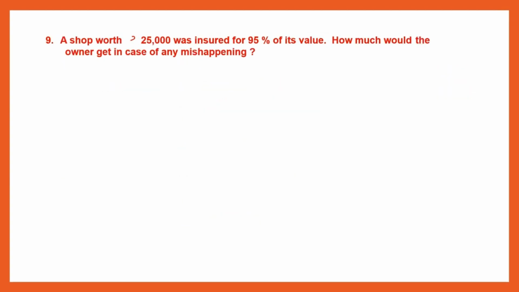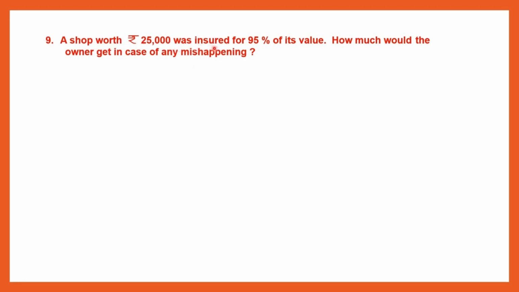A shop worth 25,000 rupees was insured for 95% of its value. How much would the owner get in case of any mishappening? So here they're talking about a shop and the worth of that shop, or the value of that shop, is 25,000 rupees. Now this shop is insured for 95% of its value. Insured means this is protected by an insurance company so that if something happens, the company will give the shop owner a certain amount of money.